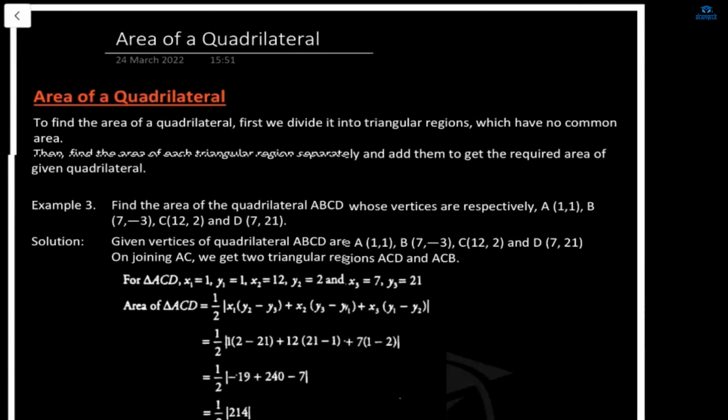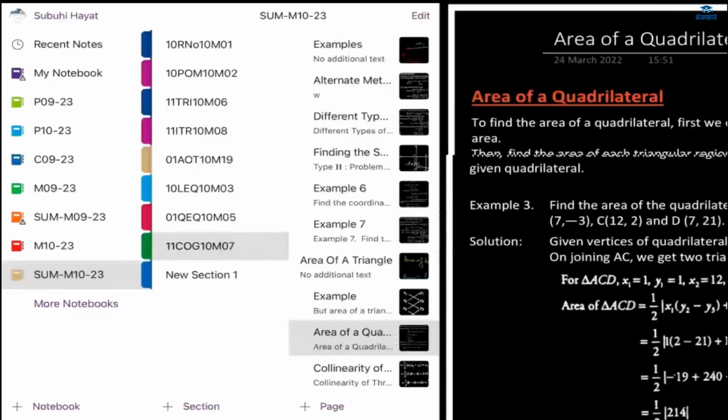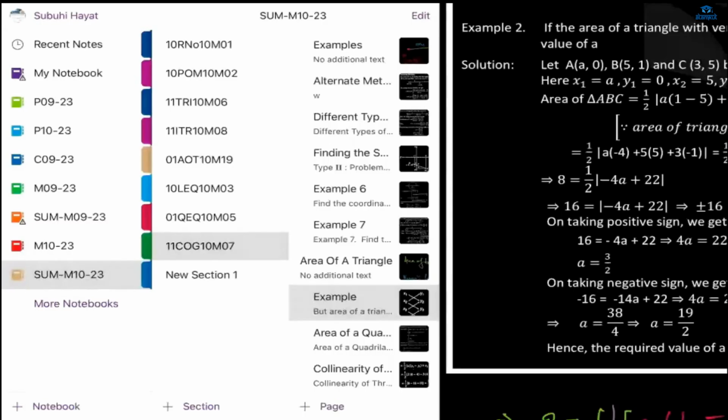Now let's see the area of a quadrilateral. How can you find the area of a quadrilateral? You can find it by dividing it into two triangle parts. Then you find the area of one triangle, then add the areas of both triangles to get the area of the quadrilateral.